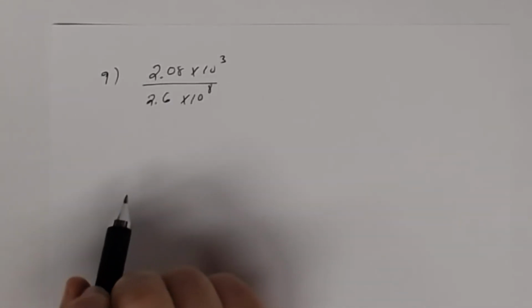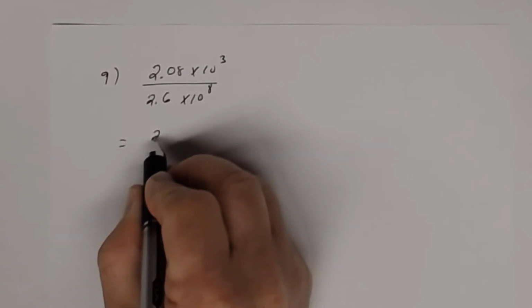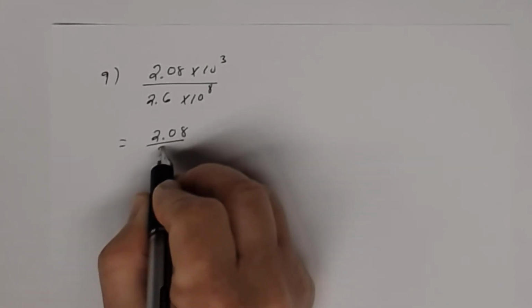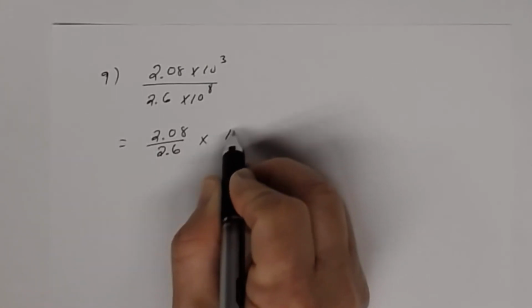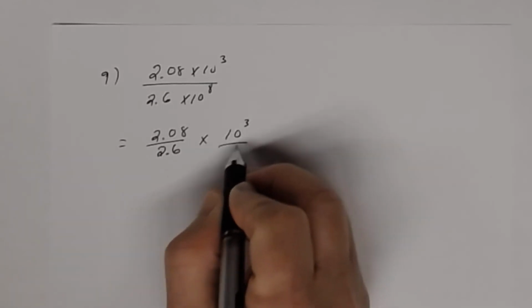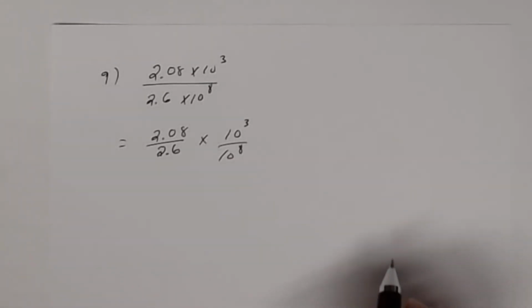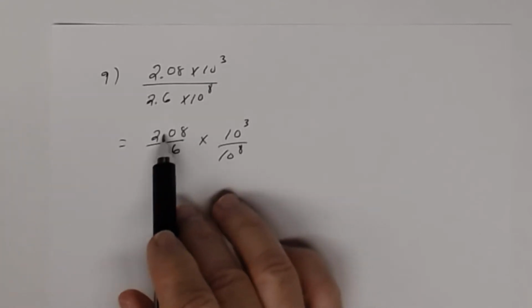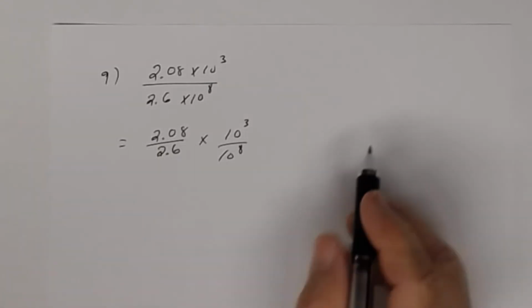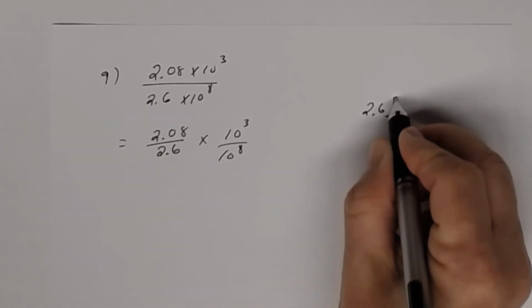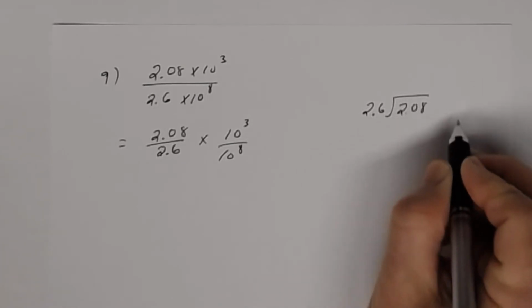I'm going to group the powers of 10 together. So this is 2.08 divided by 2.6 times 10 to the 3rd divided by 10 to the 8th. All right, now let's go ahead and do this division here. So we're saying 2.6 divided into 2.08.